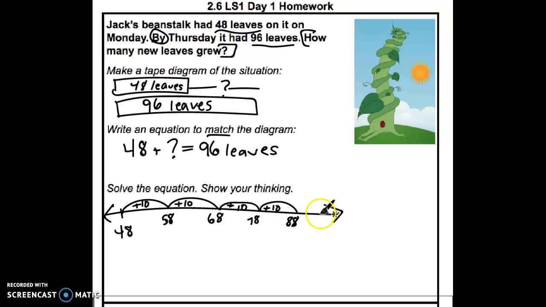If I did another 10 jump, I would get to 98. I don't want to go past 96, so let's do some ones jumps until we get to 96. Here's 88, 89, 90, 91, 92, 93, 94, 95, 96. So how many jumps did we make? 1, 2, 3, 4, 5, 6, 7, 8.